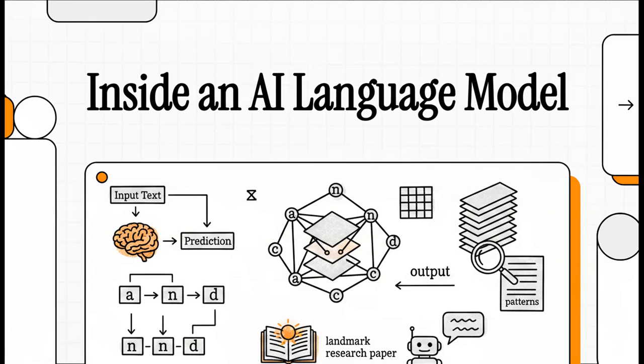Welcome to the Explainer. Today we're going on a bit of a journey to figure out exactly how artificial intelligence generates text. We're going to strip away all the magic and look at the actual math and logic underneath. We'll be using insights from this really fantastic project called Makemore by Andrej Karpathy, alongside a landmark research paper that literally changed AI forever. Okay, let's dive into this.